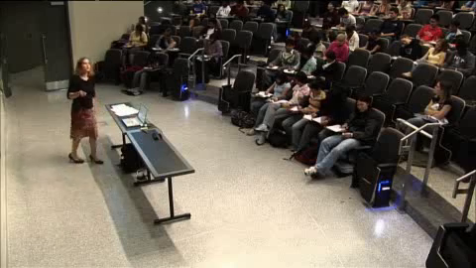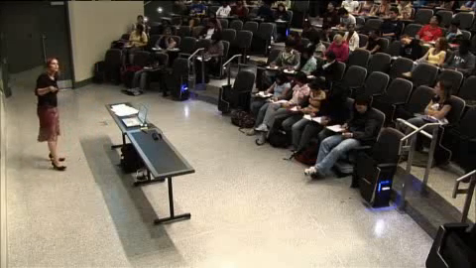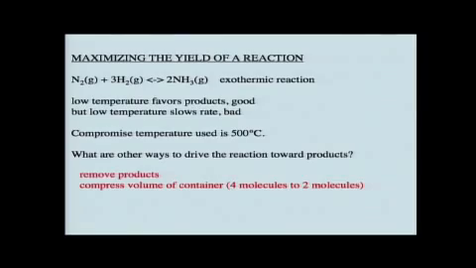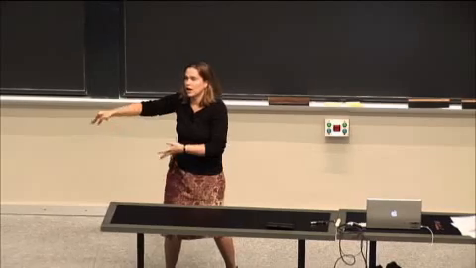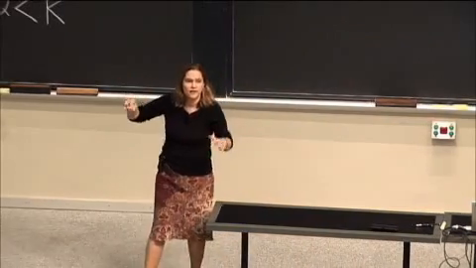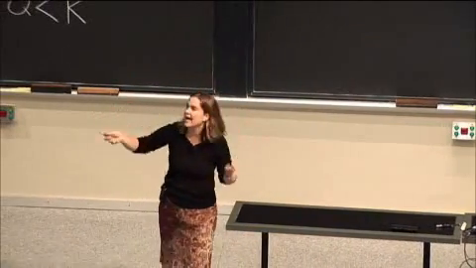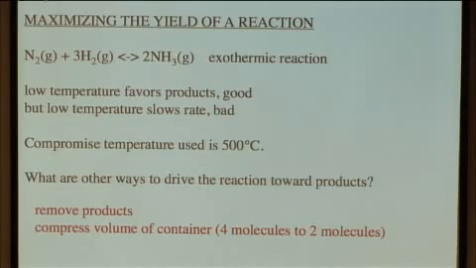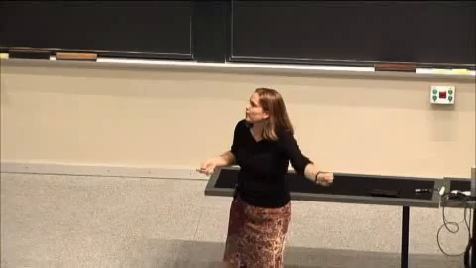So let's just put those two things down. Remove products. If you remove ammonia from the system, and they actually do this in the industrial process, at certain time points, they will remove the product, and they'll say, hey, let's shift the reaction to make more. You just changed Q versus K. You removed a product, so now we want to shift to minimize that stress and make more product.